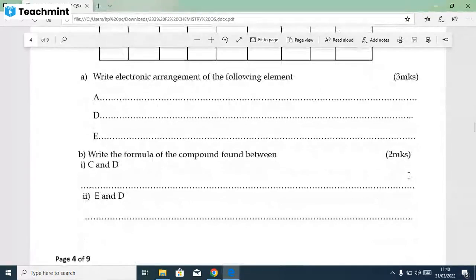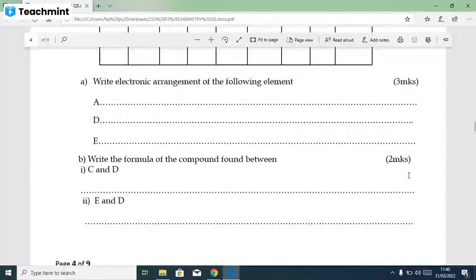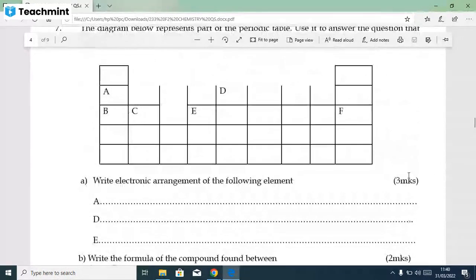Okay, E and D. Do the same. Tell me the answer quickly. E and D, compound. E and D.